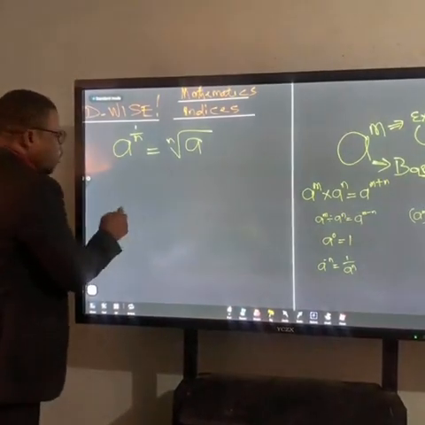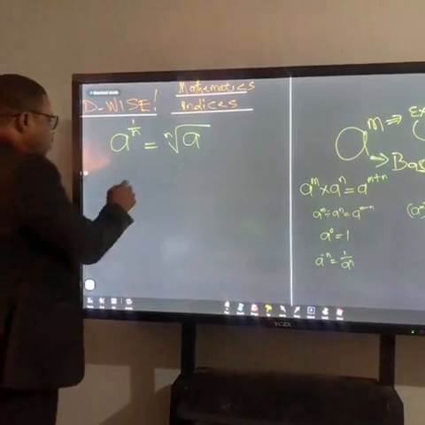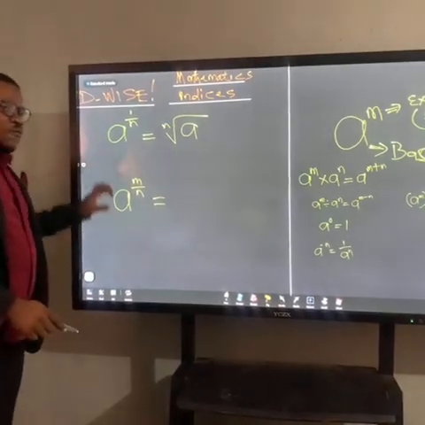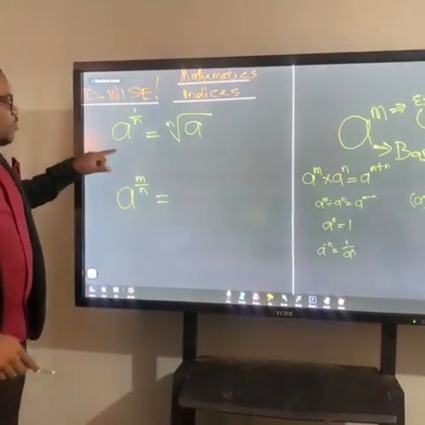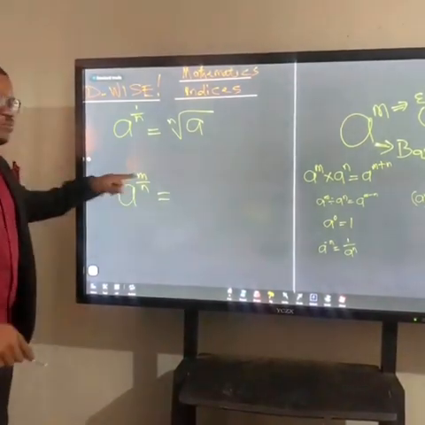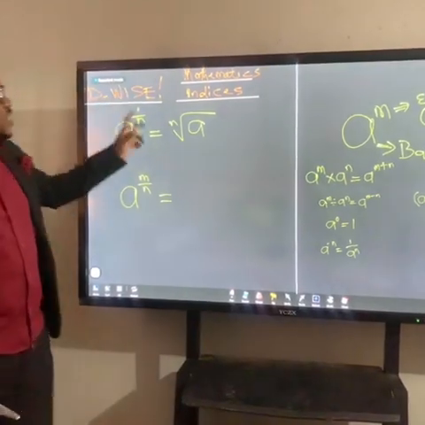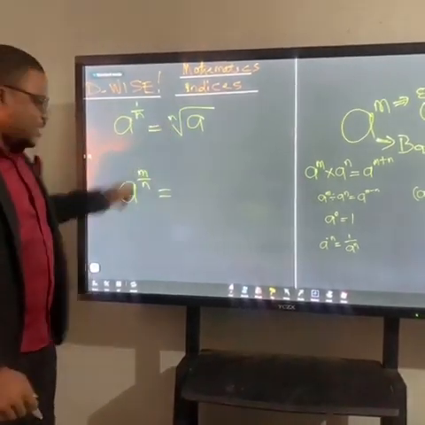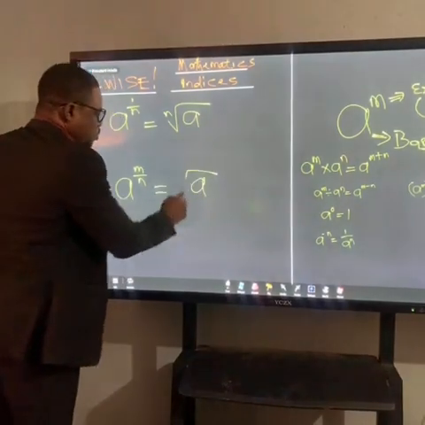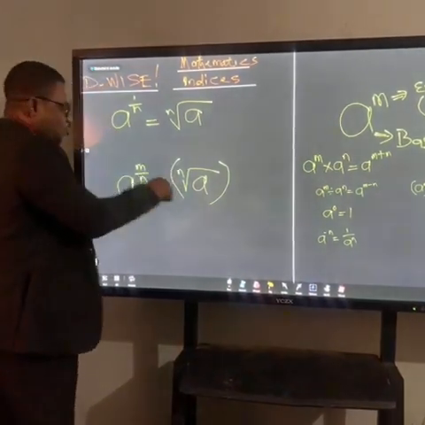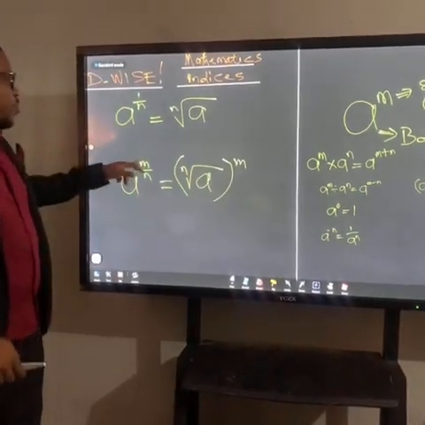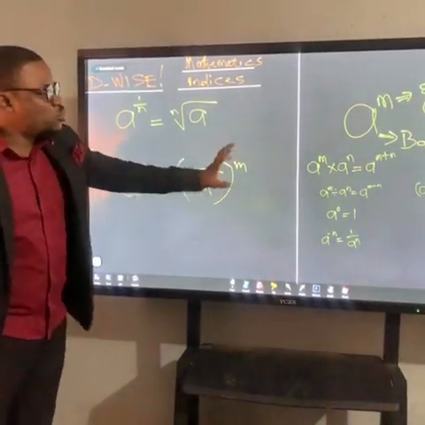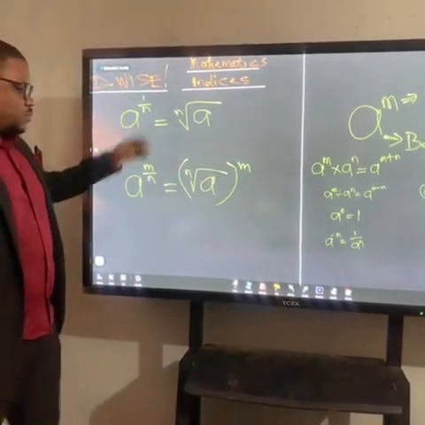Then the seventh law is a combination of the fifth and the sixth law. So I have something like a raised to the power of m over n. Take note: for fractional indices, your numerator forms the power, your denominator forms the root. So if I have fractional indices, definitely I'll end up getting a root, like the nth root and the nth power. So the numerator forms the power, the denominator forms the root.